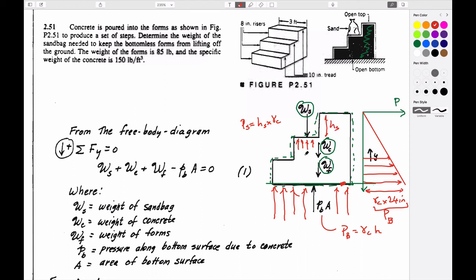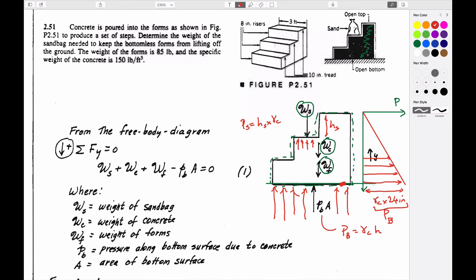But this is irrelevant, because we've drawn our free body on the outside of the form. This is acting on the inside. We don't care about this. We don't care about that at all. But the point is that the pressure acting on the base of this is uniform all the way over, and it's given by this magnitude. So the rest is just a calculation to figure out what the volumes are.